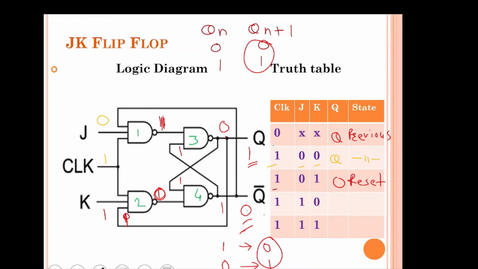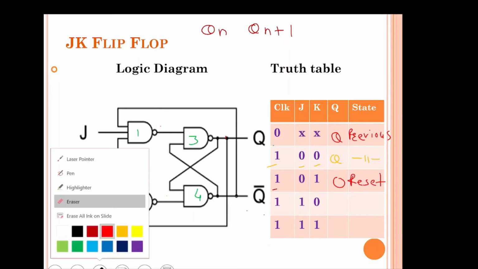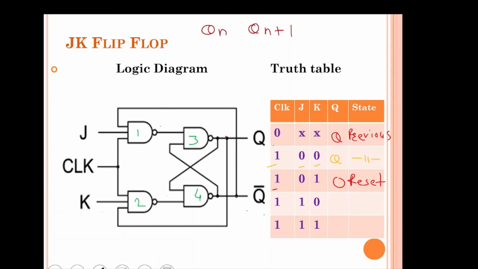Now we have to check for the next input condition, that clock is 1, J is 1 and K is 0. So let me erase all these things. Let us assume the next input condition, that clock is 1, then J is 1 and K is 0. Now here also we need to assume some previous state. Suppose Q is 0 and Q bar is 1. This is the previous state.